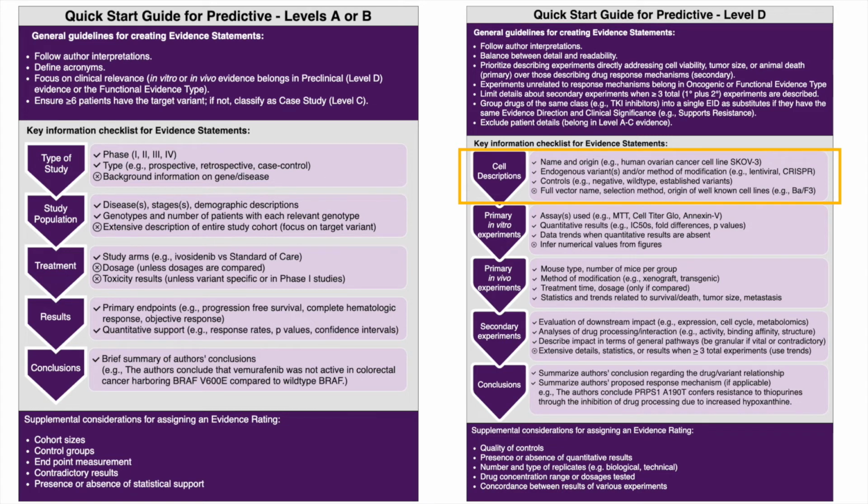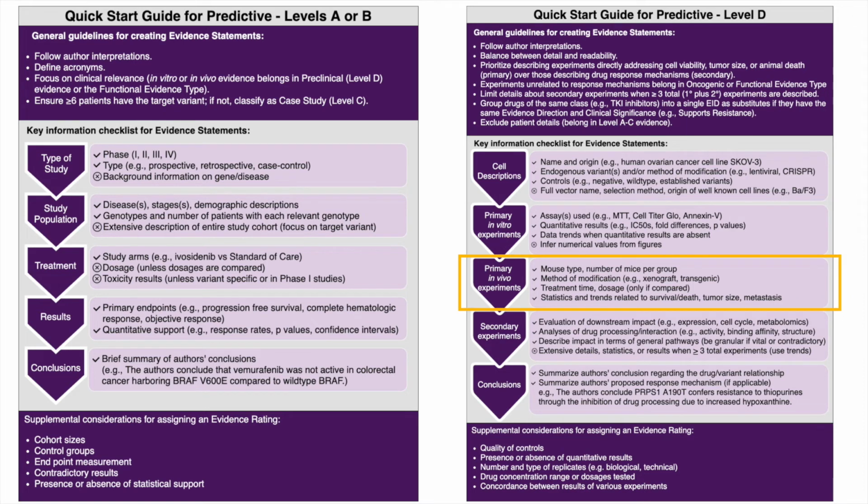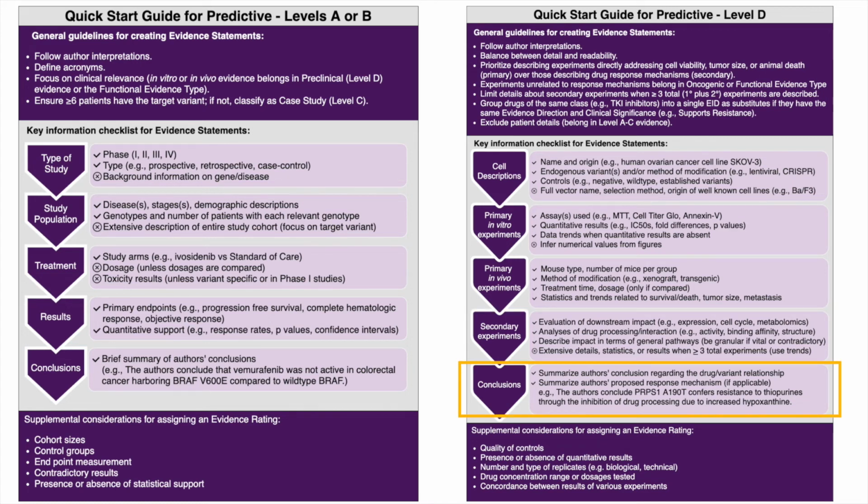Curators should provide detailed descriptions of cell types used as controls. Details of the assays, results, or data trends of the primary in vitro experiments are to be included in the evidence statement, as should mouse type, numbers, and statistics or trends related to survival or tumor size for in vivo experiments. General trends may be used when describing secondary experiments that evaluate downstream impact, drug processing, or drug interaction. Curators should summarize the author's conclusion regarding the variant relationship and potential response mechanism. Finally, curators should consider things like controls, replicates, and drug concentrations when assigning an evidence rating.